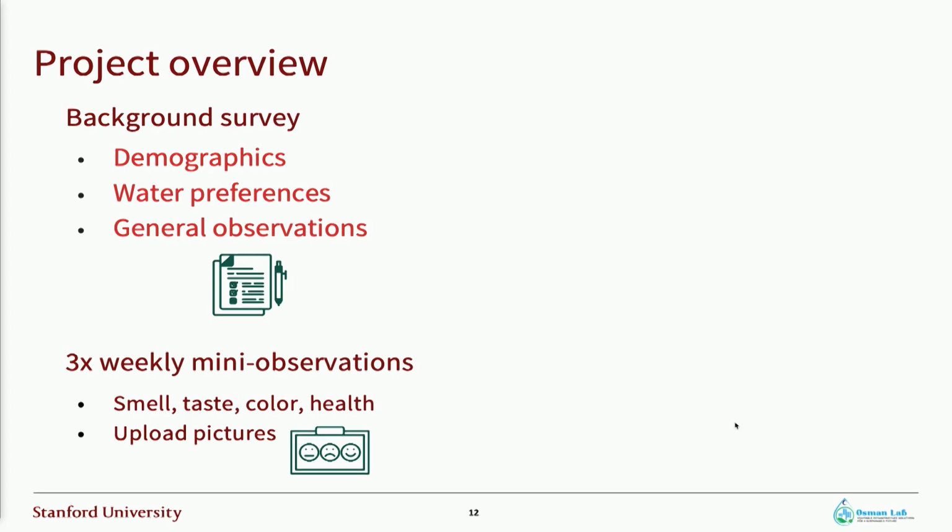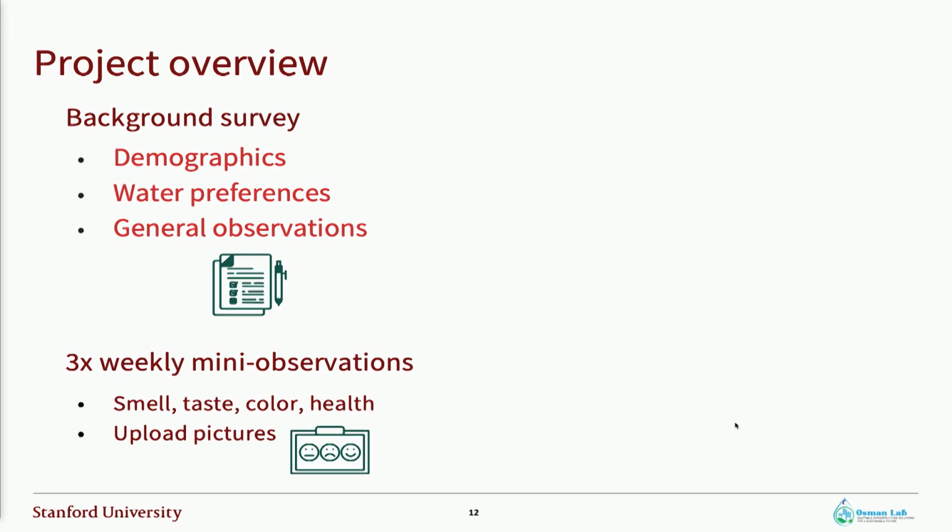The first part is a background survey where we looked at demographics, water preferences and general observations, an initial survey to enroll households. And then we looked at how people were experiencing their water across time. We know that surveys are often a snapshot in time, but if we could ask residents 3 times a week for a 30-day period, how they're experiencing their water each time that they take the survey.